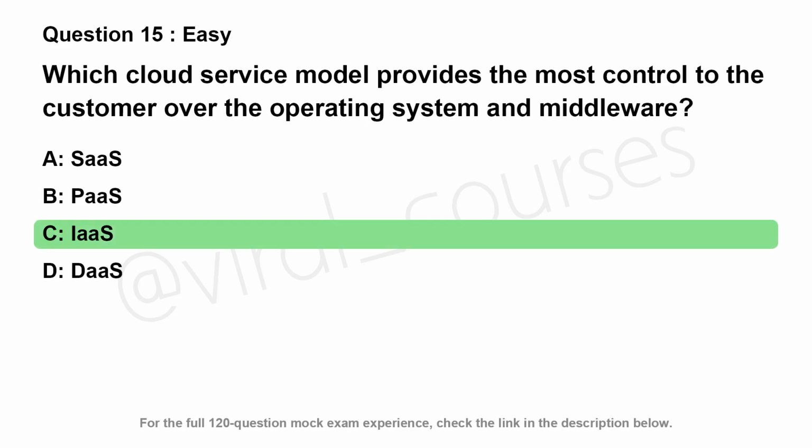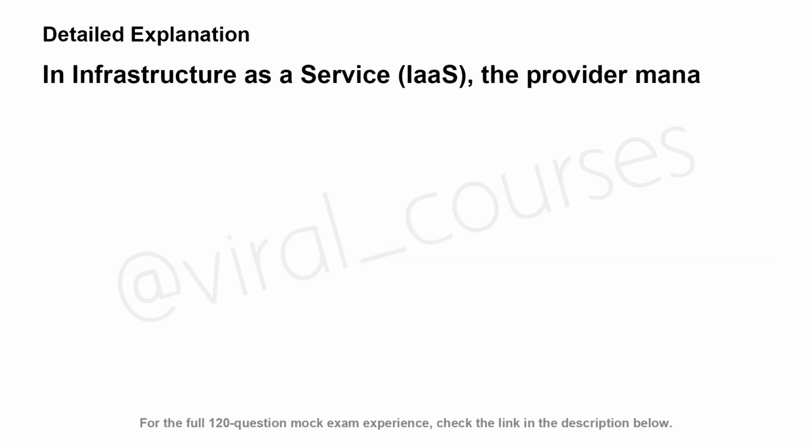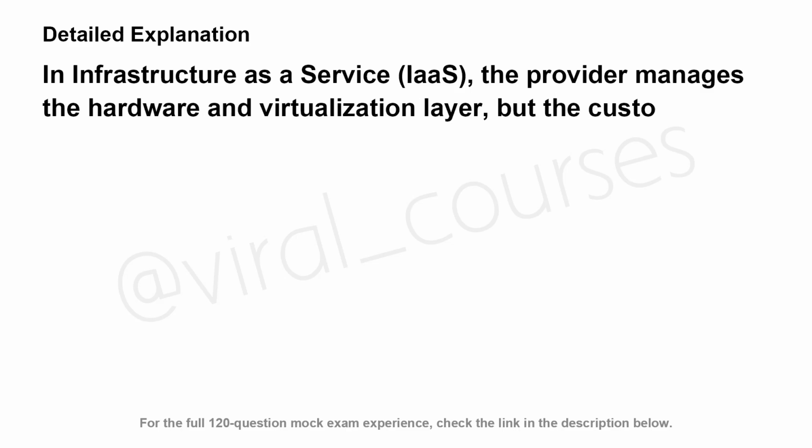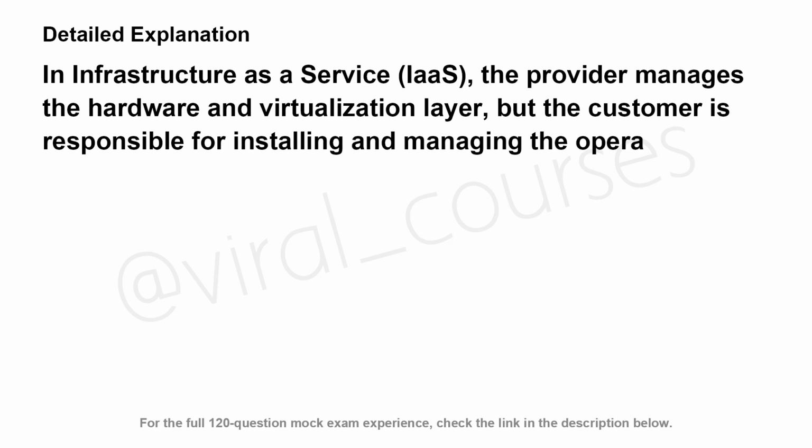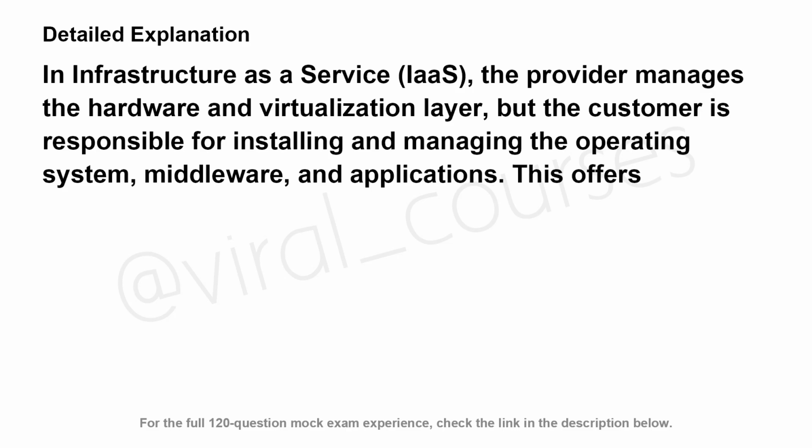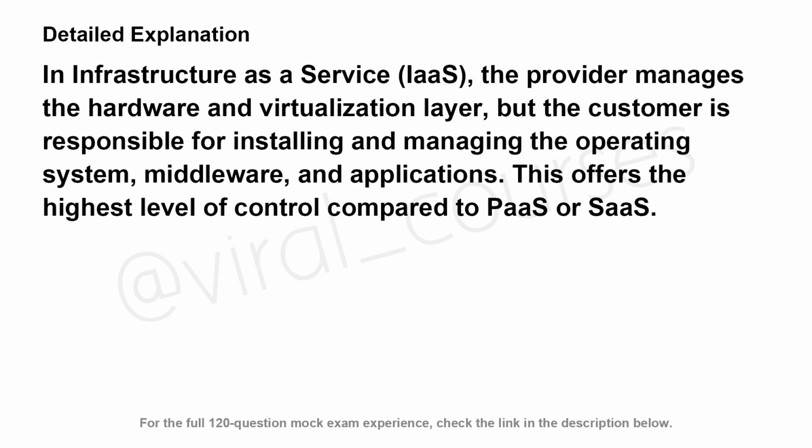The correct answer is C. In infrastructure as a service, IaaS, the provider manages the hardware and virtualization layer, but the customer is responsible for installing and managing the operating system, middleware, and applications. This offers the highest level of control compared to PaaS or SaaS.